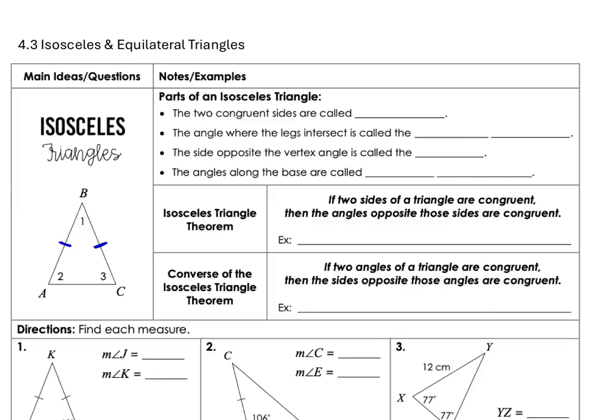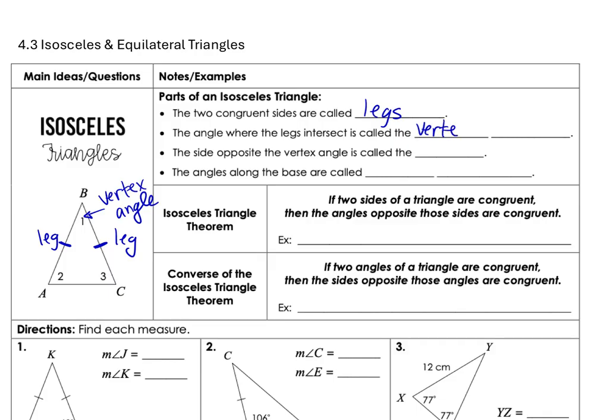It's a body part. Yeah, Michael. They're the legs. Yeah, these are the legs of your isosceles triangle. Okay, so two congruent sides are called legs. The angle where your two legs meet up, any idea what that angle is called? Not the head. It's your vertex angle, okay?